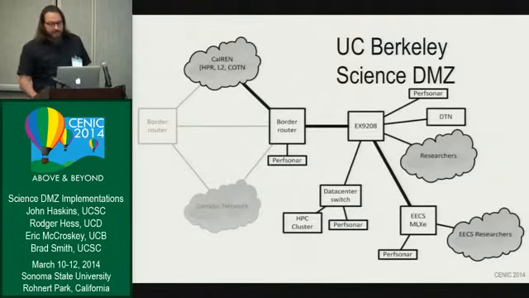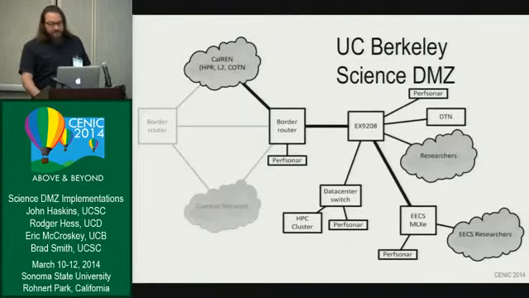stretching Science DMZ capabilities. Another thing you'll notice is on every device here we have a perfSONAR node, probably a couple of them, in order to provide instrumentation so we can test, find problems, hopefully find problems before they actually crop up and cause issues for users.